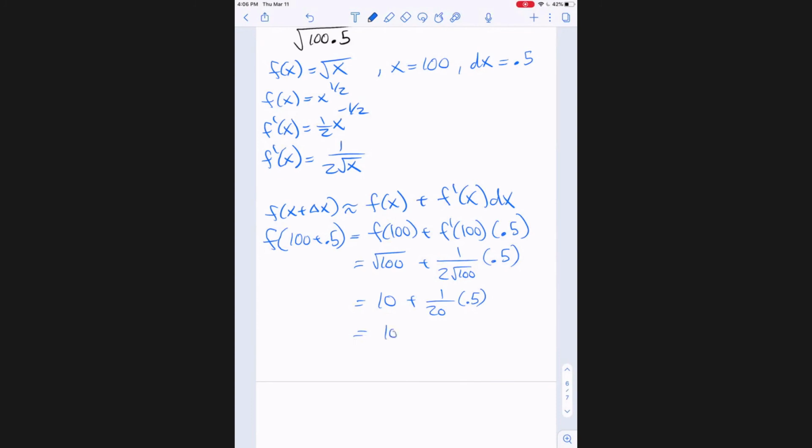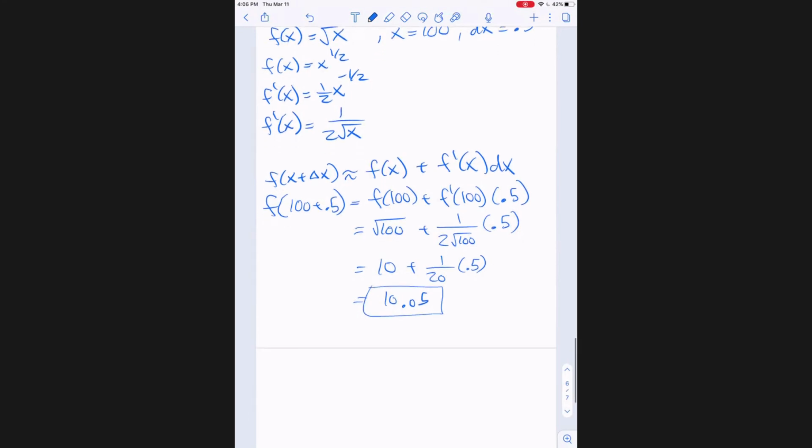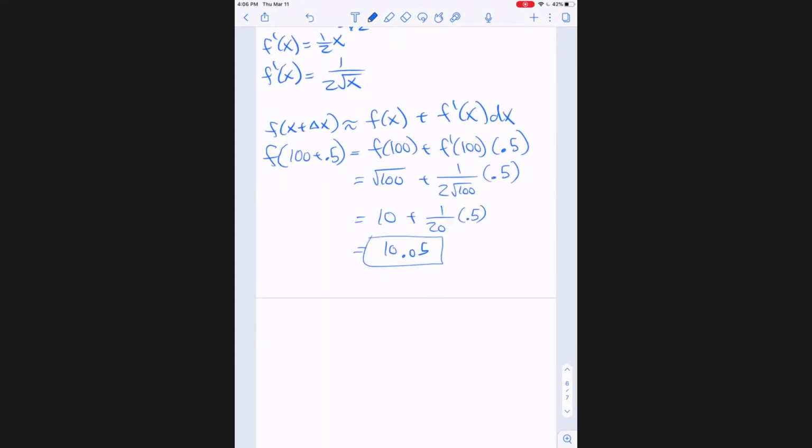So 10.05. Now, if you do the square root of 100.5, oh, hold on, I forgot to multiply by, I did something wrong. I want times 0.5. 1 divided by 20 times 0.5, then plus 10. So it's 10.25.